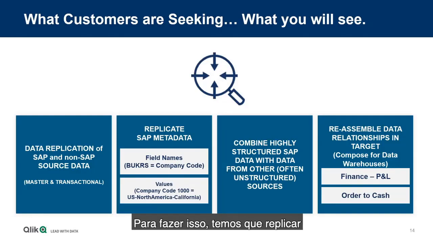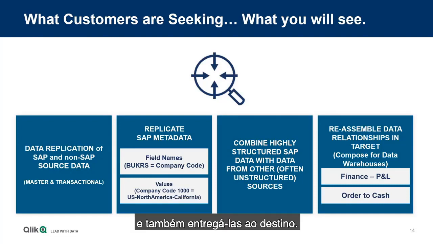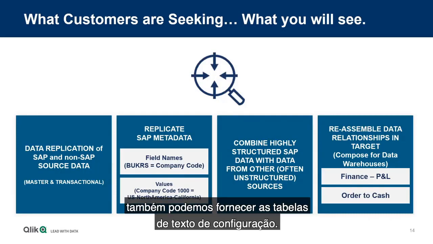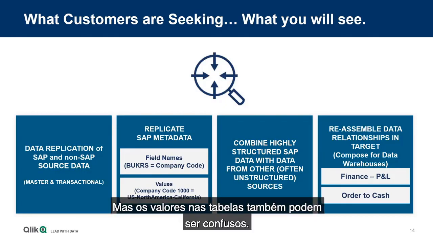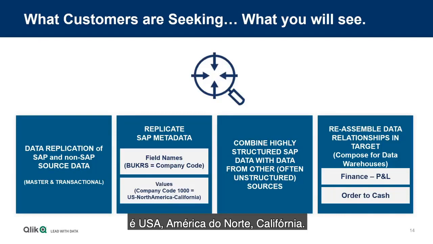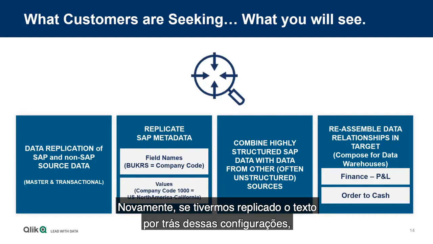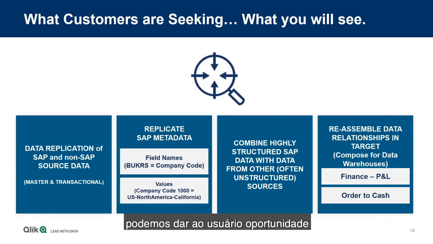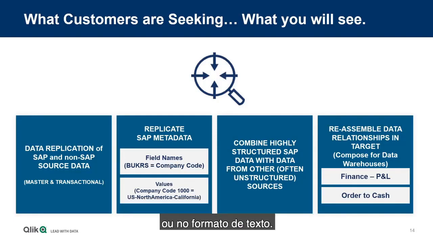To do this, we have to actually replicate the data dictionary text tables out of SAP and deliver those to the target as well. And in addition to the data dictionary text, we can also deliver the configuration text tables as well. Not only can we help you understand that BUKRS is a company code field, but the values within the tables might be confusing as well. Not everybody knows that company code 1000 is US, North America, California. What's the difference between company code 1000, 2000, 3000? Again, if we've replicated the text behind those configurations, we can give the user the opportunity to display that data in its stored format, in the numerical format, or the text format.